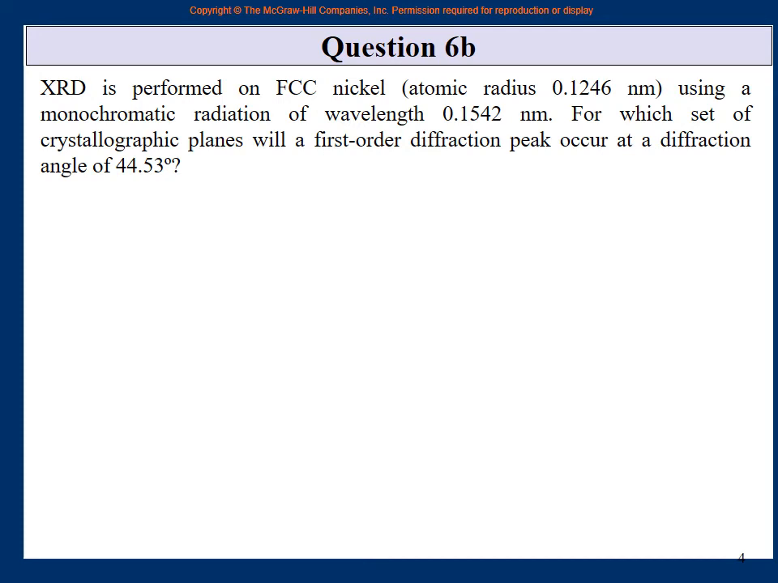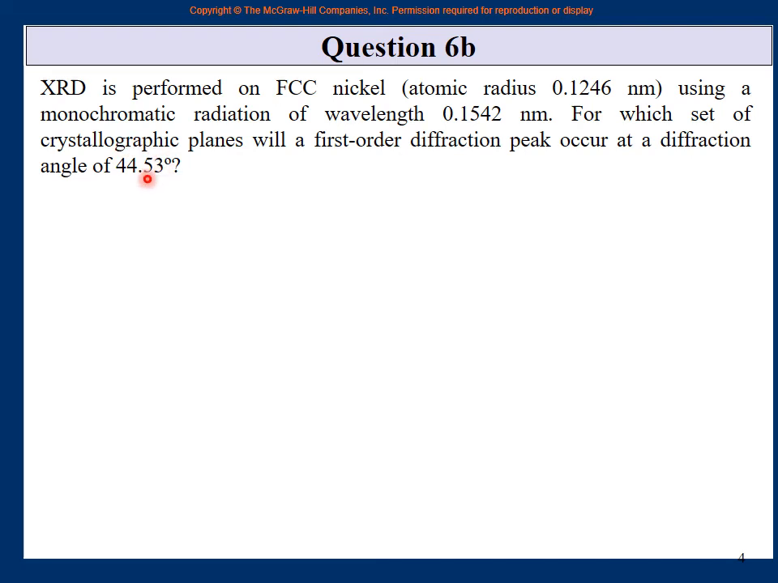The second part of this question 6b: XRD is performed on FCC nickel. So it is known that nickel is already FCC. Atomic radius 0.1246. So the atomic radius of nickel is also given. Using a monochromatic radiation of wavelength 0.1542. So the wavelength lambda is also given. For which set of crystallographic planes will a first order diffraction peak occur at a diffraction angle of 44.53 degrees? So the diffraction angle is also given.